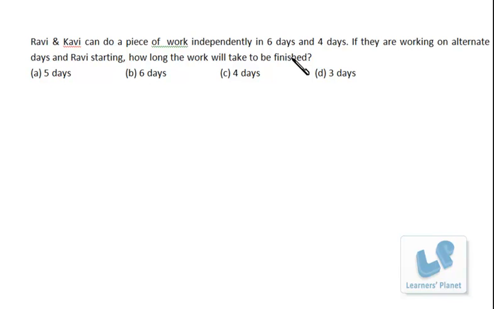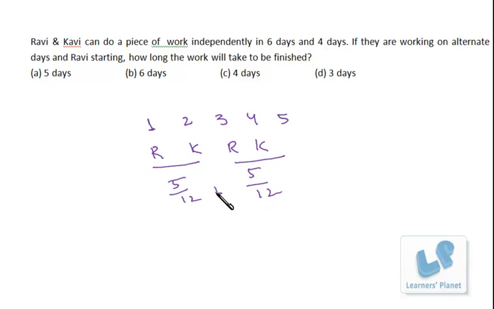Now after 4 days, how much work will be pending? That is only 2 by 12. And what is 2 by 12? It's 1 by 6. Let me just explain it over here. First, second, third, fourth, fifth. First day Ravi is working, then Kavi is working, then Ravi is working, then Kavi is working. So there are two sets of Ravi and Kavi. It's 5 by 12, it's 5 by 12, and the total work done is 10 by 12. That means 5 by 6. Now the pending work is 1 by 6.